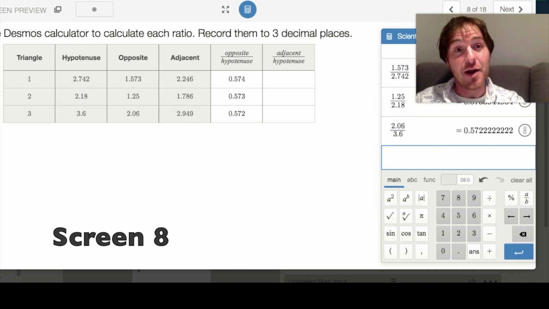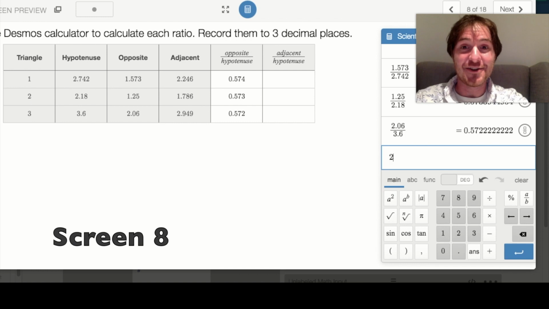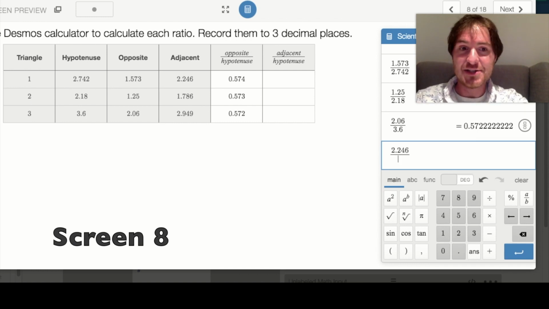What about adjacent over hypotenuse here? These are kind of related. Maybe we'll talk about how they're related a little bit later. Perhaps it'll come up. But let's check it out here. 2.246 divided by... not doing adjacent over hypotenuse. That would be the inverse of the tangent. We're not doing that here. We're doing adjacent over hypotenuse, okay?